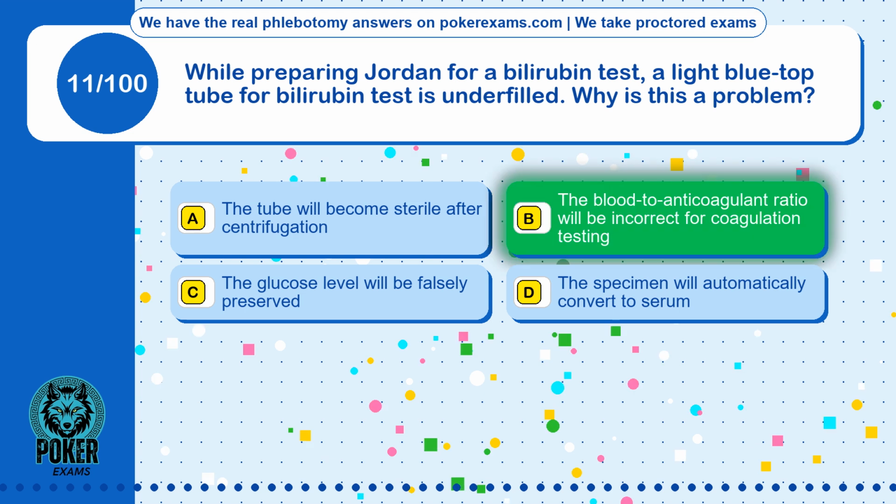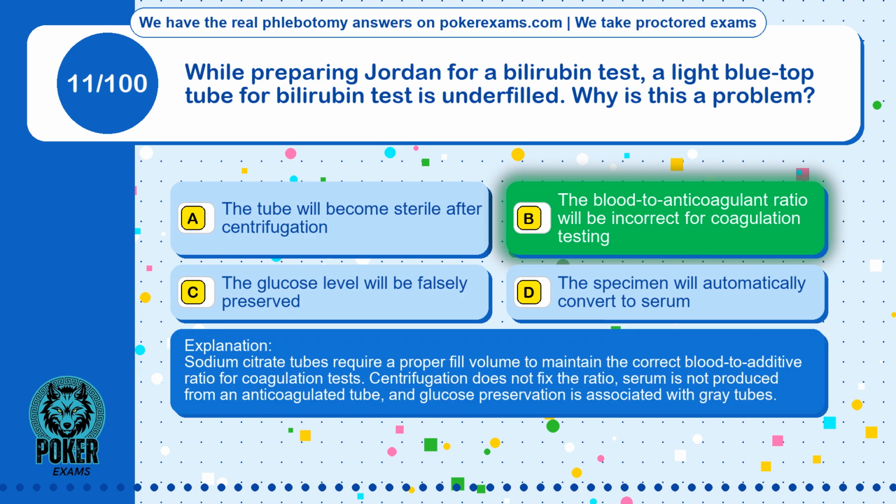The correct answer is option B. The blood to anticoagulant ratio will be incorrect for coagulation testing. Sodium citrate tubes require a proper fill volume to maintain the correct blood to additive ratio for coagulation tests. Centrifugation does not fix the ratio, serum is not produced from an anticoagulated tube, and glucose preservation is associated with gray tubes.